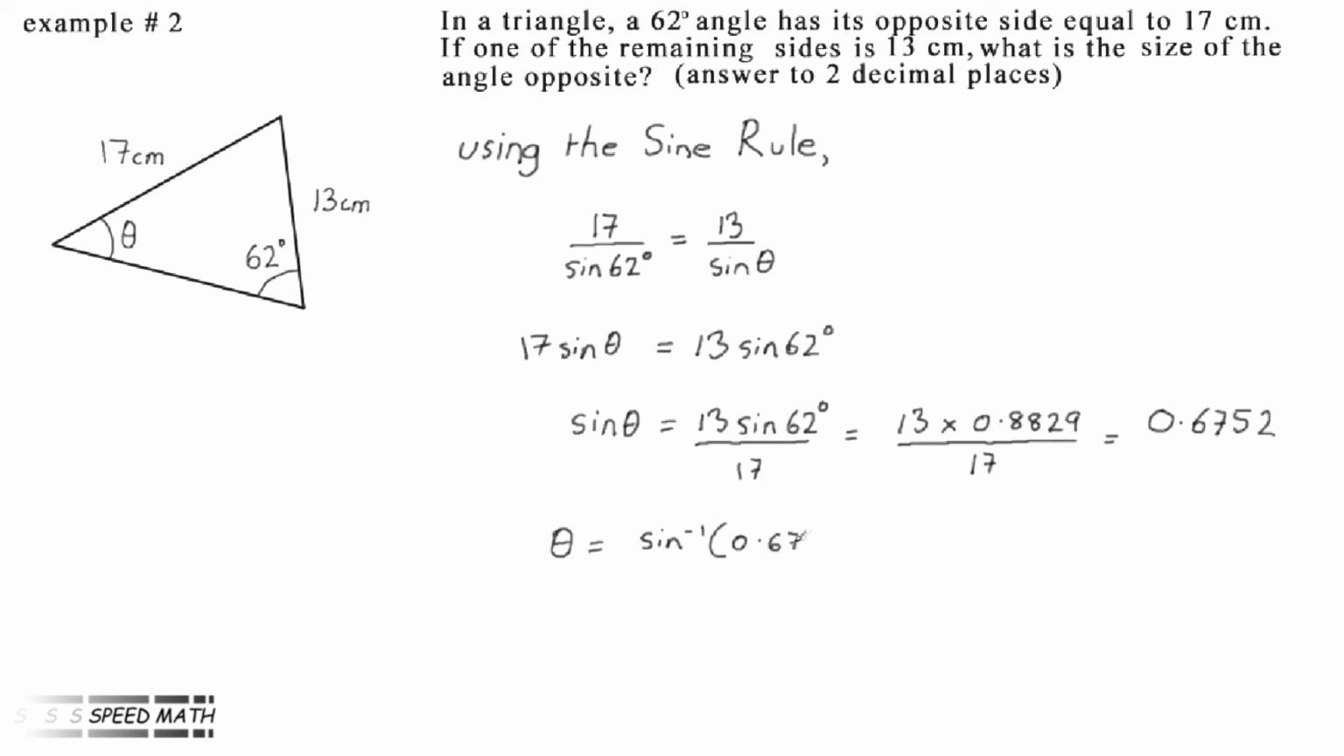So that means sine minus 1 means the angle has the sine of 0.6752. Okay, so that comes to 42.4697 degrees, and we need this to 2 decimal places, so we eventually end up with theta equals 42.47 degrees.